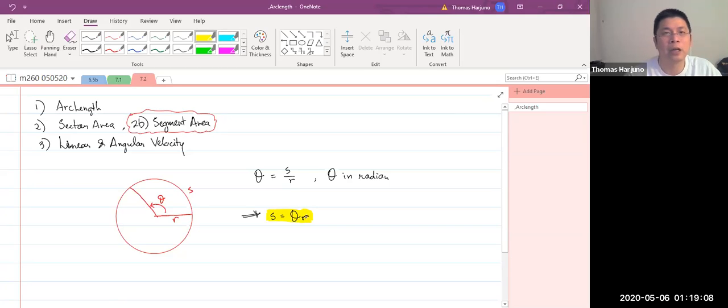Don't forget, the theta has to be in radians. So the length here is equal to the theta in radians multiplied by the radius.